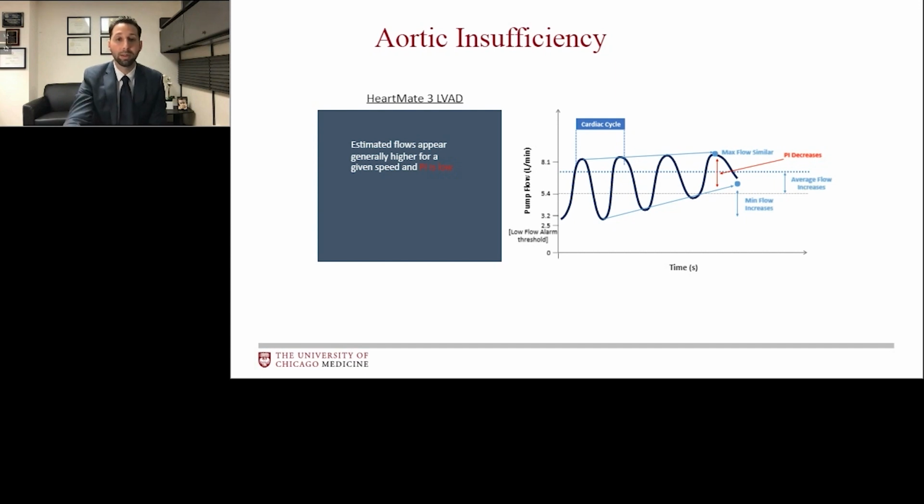The HeartMate 2, it sees all this just fine, because again, its problem is low flows, but AI is a problem with high flows. So the HeartMate 2 interprets AI the exact same way: reduction in variation in flow, a reduction in variation in power, and thus a decrease in PI.